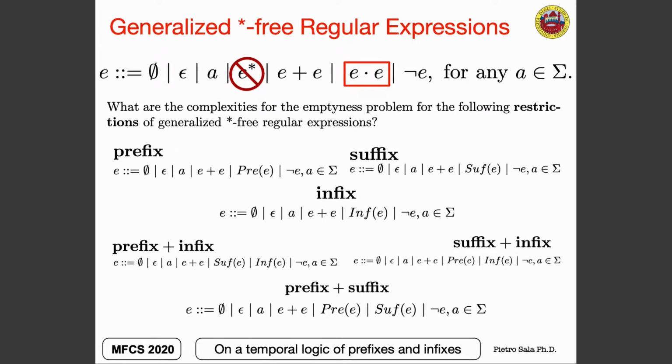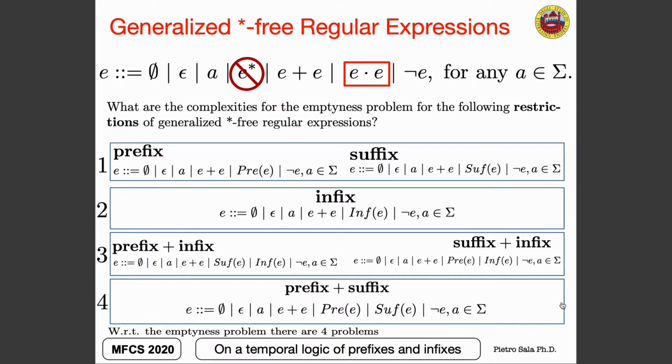So here we have all the possible restrictions of generalized star-free regular expressions according to these three operators, provided that prefix and suffix entail the infix relation. From the point of view of complexity, we have these four problems, because prefix and suffix have the same complexity, and also their combination with the infix operator.